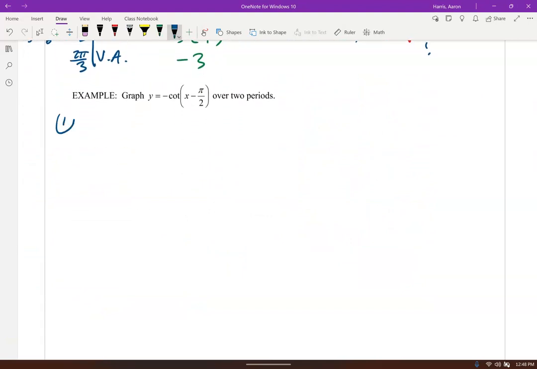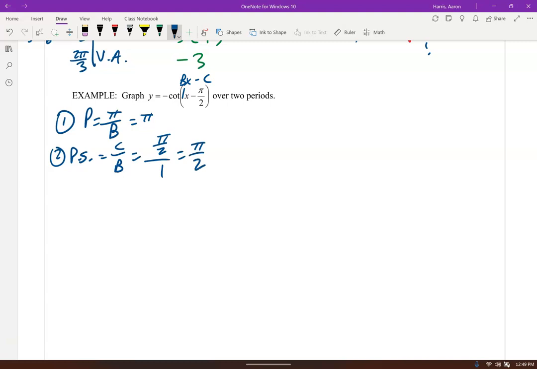Okay, so number one, our period is pi over b, and our b is 1, so the period is pi over 1. Our phase shift, bx minus c, or sorry, c is pi/2. My b is 1, so I got pi/2 over 1 as my phase shift. Pi/2 will be my starting point in this case. The half point is the period over 2, so our period is pi over 2.